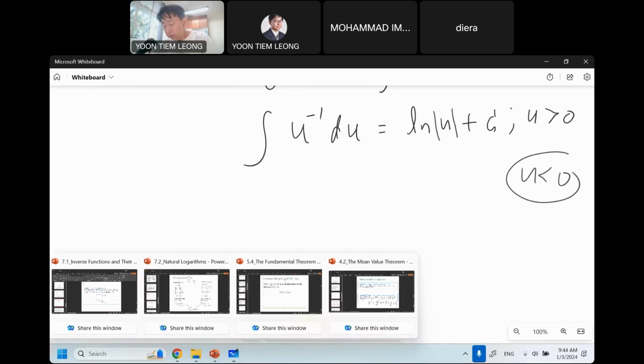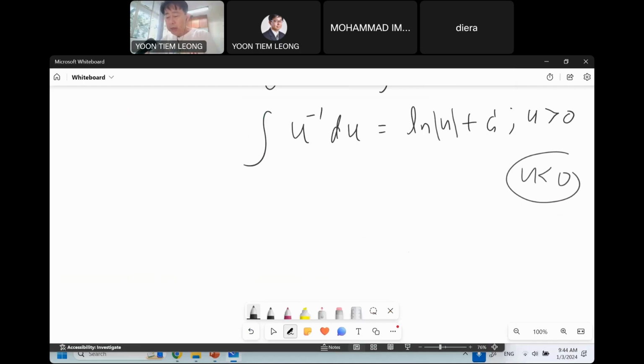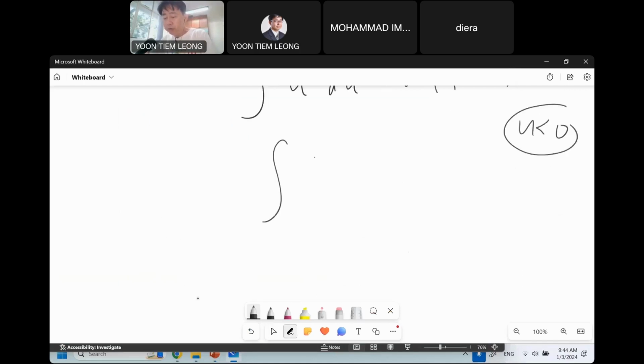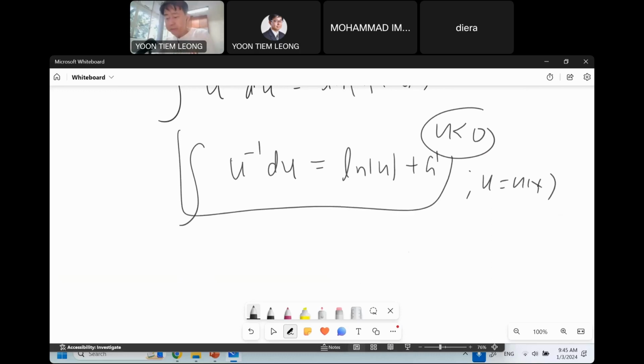So if you follow the argument on the right-hand side of this slide, then you will equally be able to arrive at the conclusion that finally the integral of u raised to the power of minus 1 would be just equal to the log of the absolute value of u plus c, for any u that is a function of x. Now this is a special case where u is raised to the power of n, with n equal to minus 1.